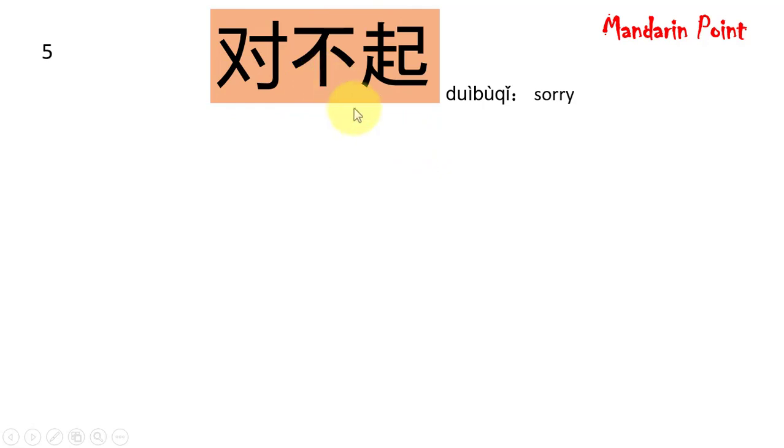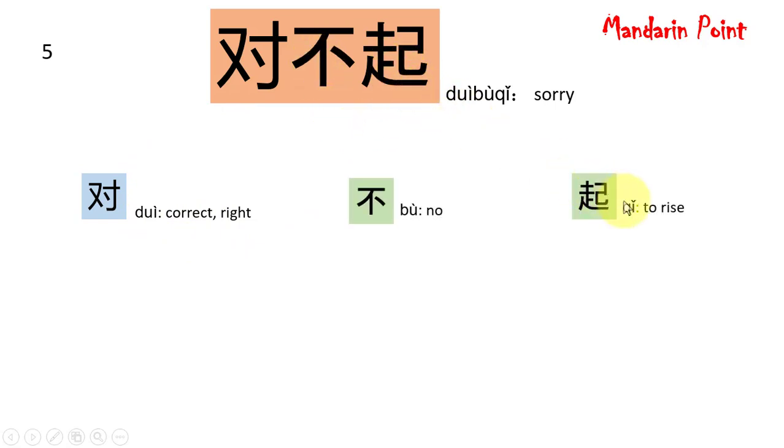Dui bu qi, which means sorry, 对不起. On the left side it is dui, which means correct or right. This one is bu, which means no, and this one is qi, which means to rise. Dui can further be divided.